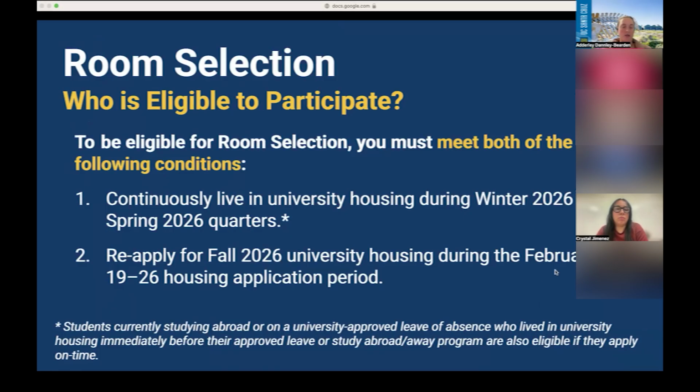And then to reiterate who is eligible to participate, you have to meet both of the following conditions, which is living continuously in university housing during this winter quarter of 2026 and spring quarter. Of course, that does not include students who are studying abroad, or if you have an approved leave of absence and you lived in university housing prior to taking that leave of absence. And then you also need to reapply for fall 2026 university housing during the application period of February 19th to the 26th in order to be eligible for room selection in April.